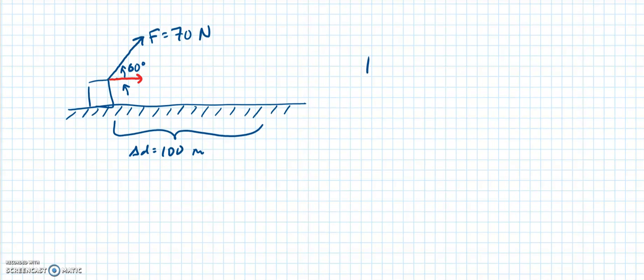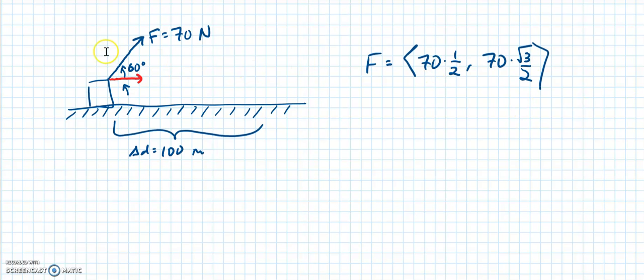So what I'm going to do is write F equal to the vector. I'm going to write it in xy component form. Using some quick trig, the x component is going to be 70 times a half, and the y component is going to be 70 times root 3 over 2. That 70 times a half is the same thing I was doing before, where I used the cosine of 60 degrees, and root 3 over 2 is the sine of 60 degrees. That gives me the vertical component because that's the opposite side. So my force vector is equal to 70 over 2, comma 70 root 3 over 2.